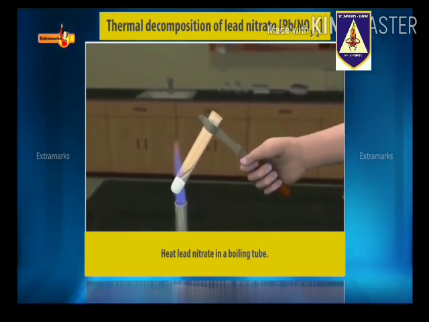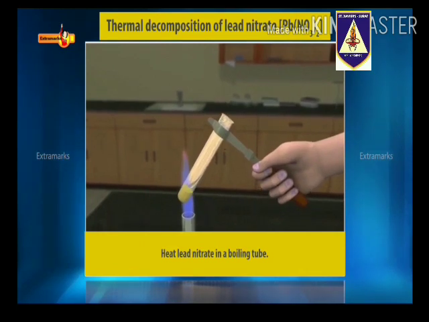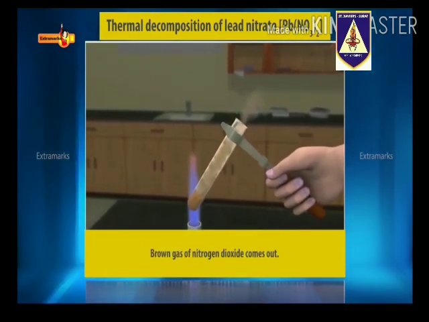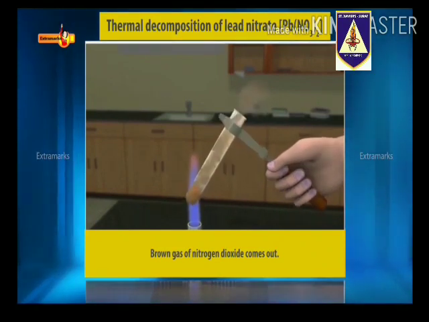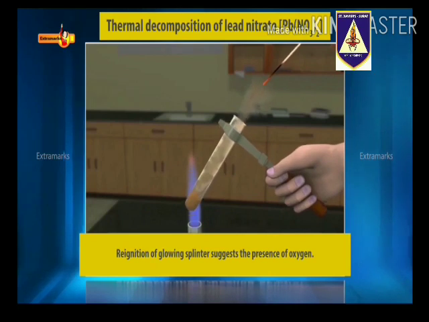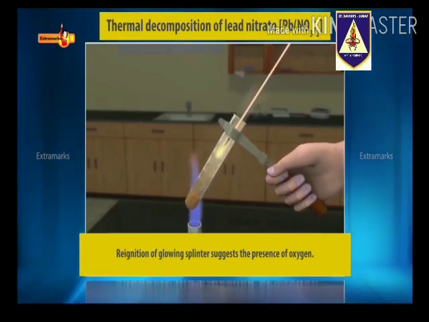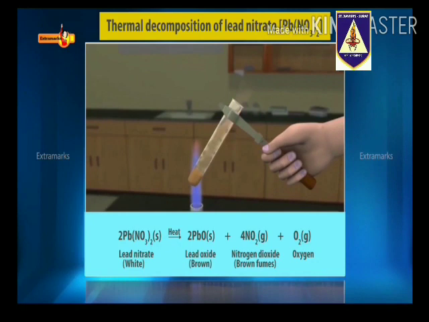Observe the changes carefully. The color of lead nitrate is changing from white to brown. You can see that a brown gas is coming out from the boiling tube. This gas is nitrogen dioxide and it is a poisonous gas. Bring a glowing splinter over the mouth of the boiling tube. We will see that it catches fire and starts burning again. It shows that oxygen gas is also evolved during decomposition of lead nitrate.